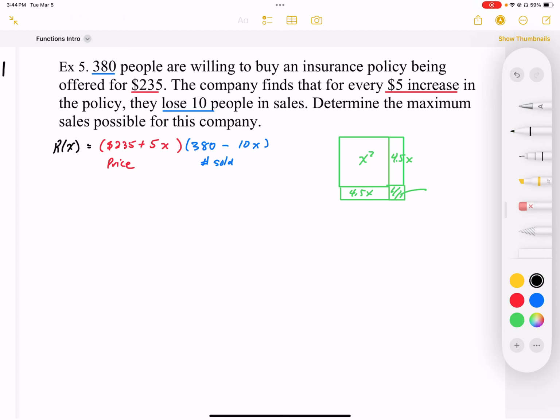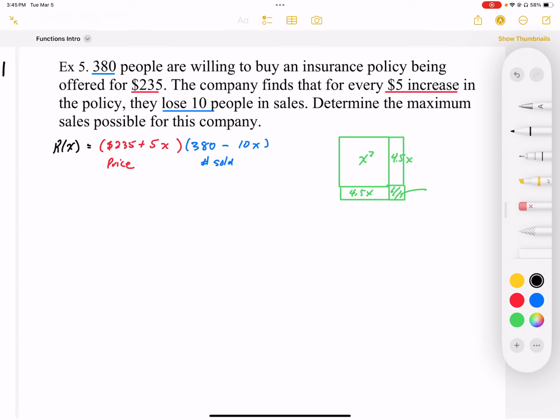In this problem, we're told that 380 people are willing to buy an insurance policy, and it's offered for $235. So the company finds that for every $5 increase in this cost, they lose 10 people in sales. And it says determine the maximum sales possible for this company, so the maximum revenue.